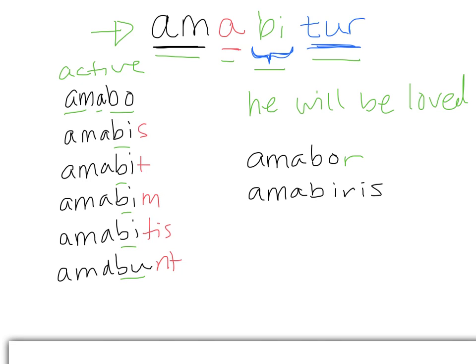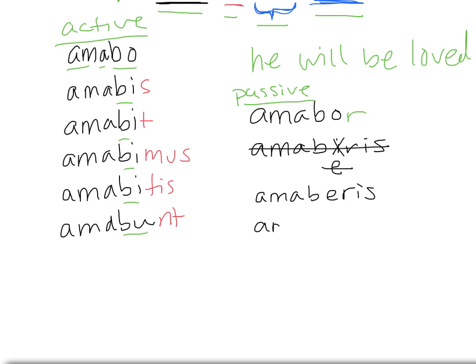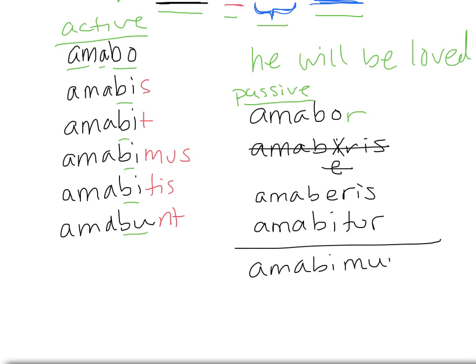The only problem here is, what happened when that short I got stuck between a consonant and an R? Do you remember that when we did the third conjugation? Yeah, that's right. So we're going to have to change that I to a short E. So our form ends up being amaberis. And then in the third person singular, we'd have a to connect, back to the bi, tur, and then when we come into the plural, amabimur, amabimini, and amabuntur.